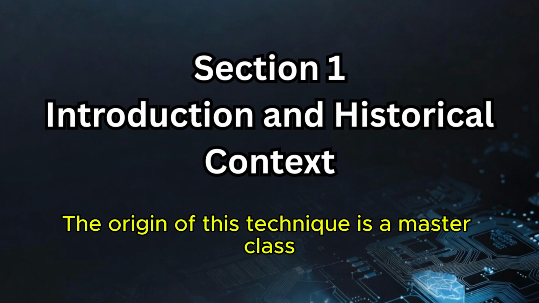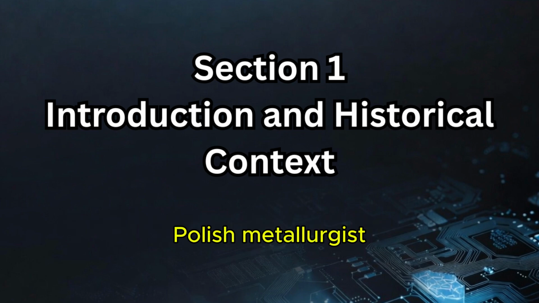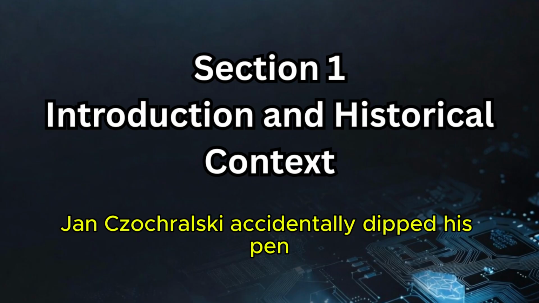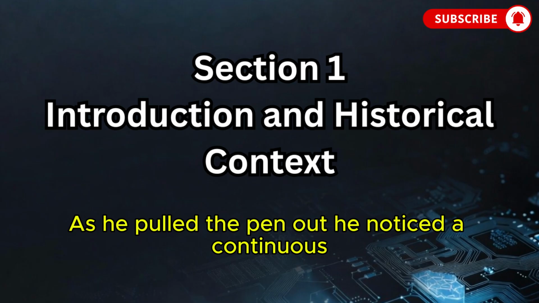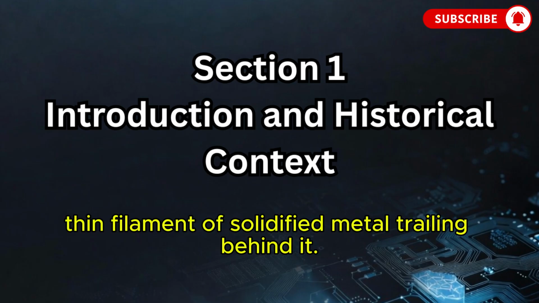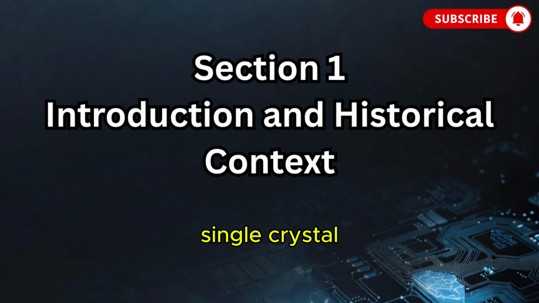The origin of this technique is a masterclass in serendipity. In 1916, Polish metallurgist Jan Czochralski accidentally dipped his pen not into his inkwell, but into a crucible of molten tin. As he pulled the pen out, he noticed a continuous, thin filament of solidified metal trailing behind it. He discovered that this filament was a flawless single crystal.